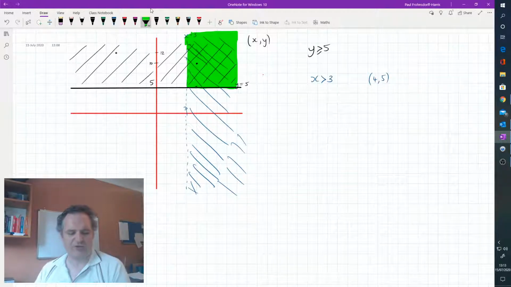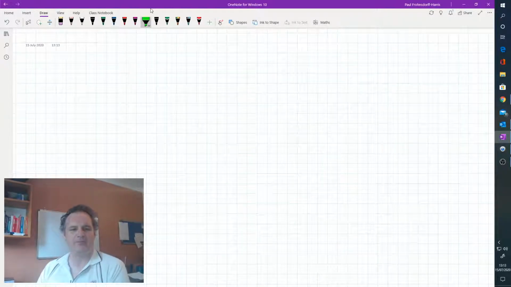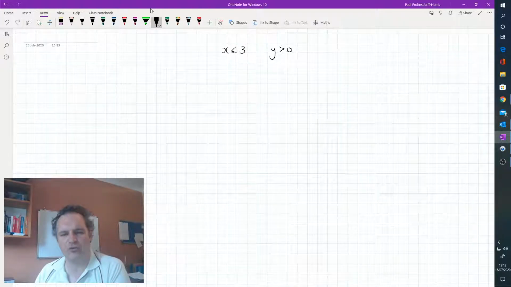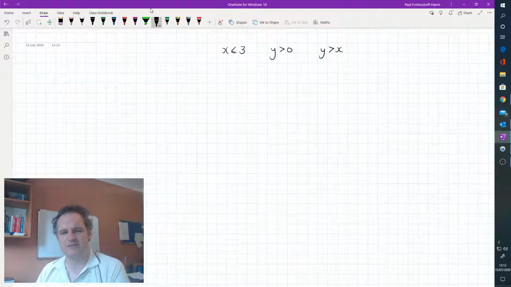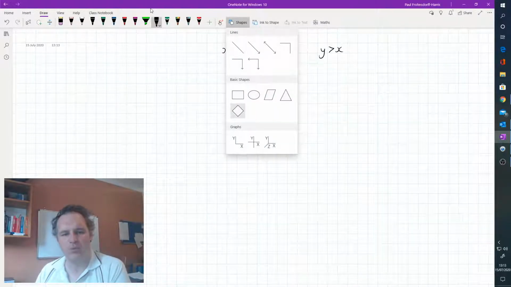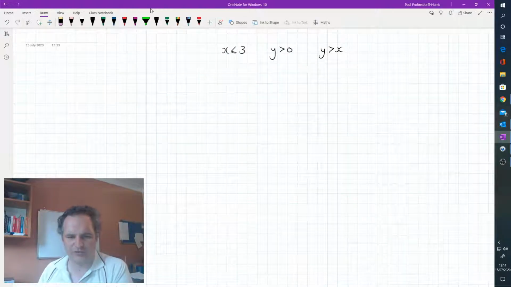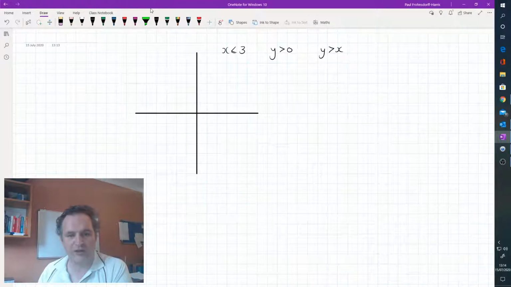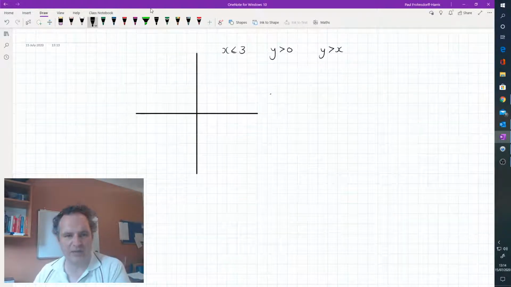Now, we've just done this one here. We're going to do a different one now. But how can we use that? Well, what if x is less than or equal to 3, y is greater than 0, and y is also greater than x? What would that do? Well, we've got 3 different inequalities, and the first thing we've done is talk about how to draw inequalities on the graph. So let's sketch them each out.